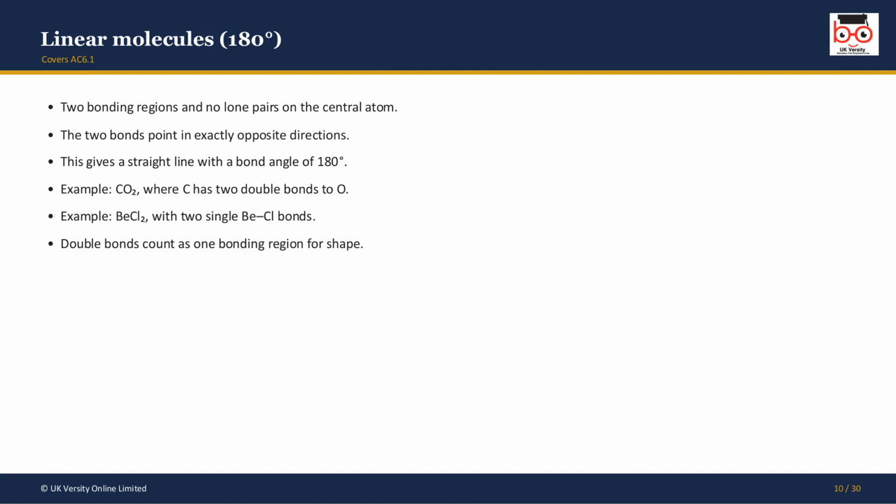Let's start with linear molecules. Here, the central atom has 2 bonding regions and no lone pairs. The 2 bonds point in exactly opposite directions, giving a straight line with a bond angle of 180 degrees. Carbon dioxide is a good example, where carbon has 2 double bonds to oxygen. So is beryllium chloride, with 2 single beryllium-chlorine bonds. And note, a double bond counts as just 1 bonding region when we work out the shape.